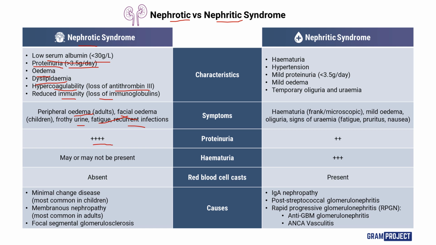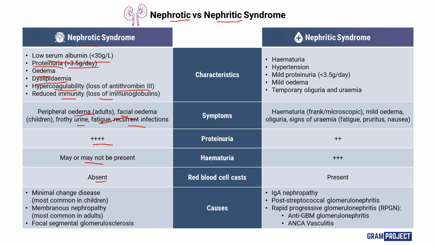And the proteinuria is massive, 4 plus proteinuria. Hematuria may or may not be present. It is not that once you see RBCs it is always nephritic. No, in nephrotic also, because some of the disorders are not purely nephrotic. They are a mixture of majorly nephrotic with a bit of nephritic pattern. So RBCs can be seen in nephrotic as well.